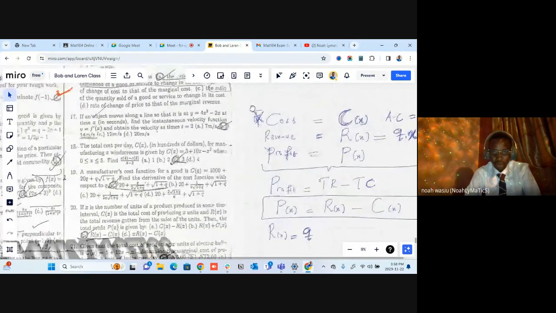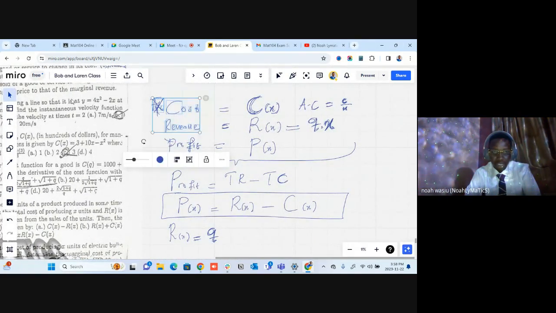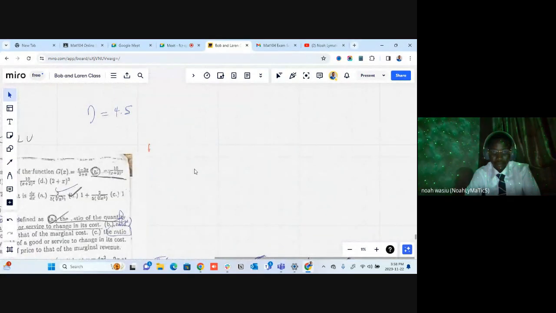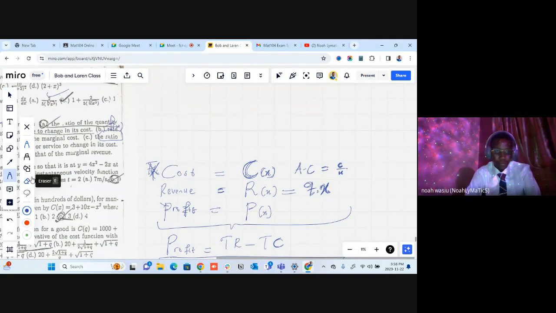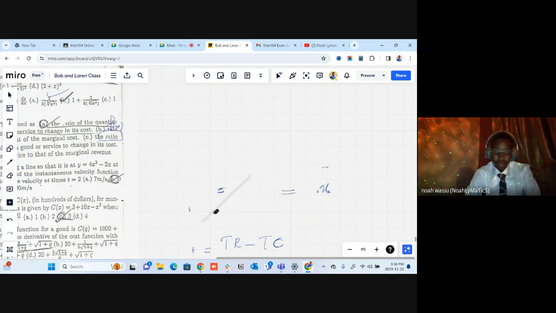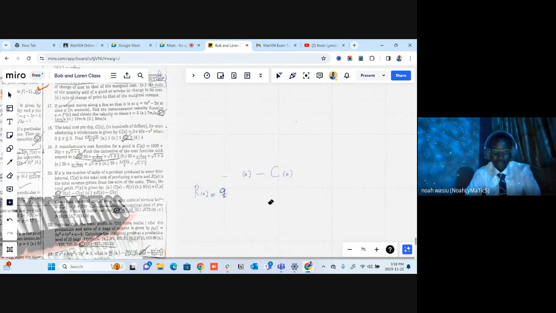I've written it out on a particular page, so just check the last page and you will see it there. Let me clean this off first. So guys, let's go back to the next question.